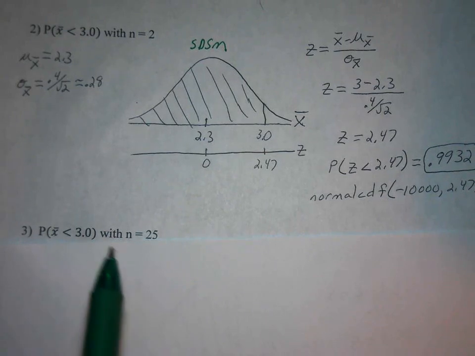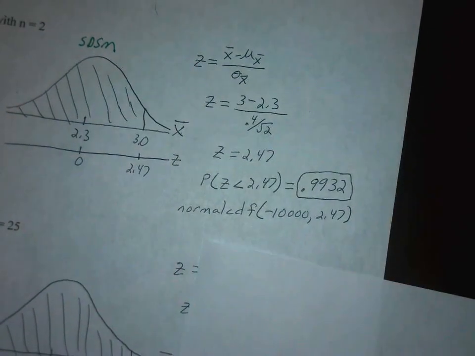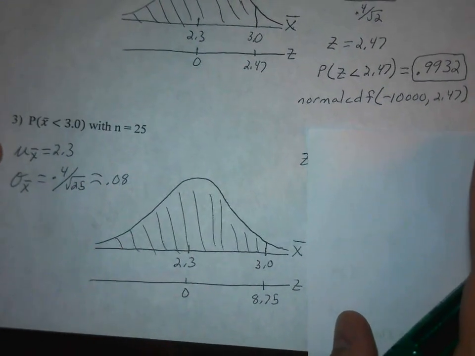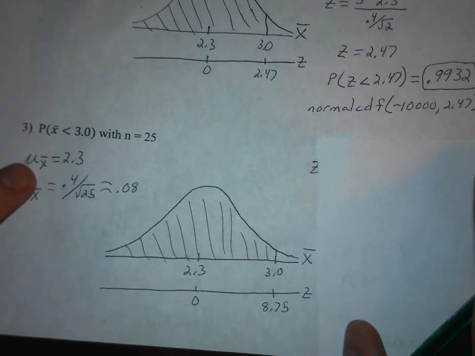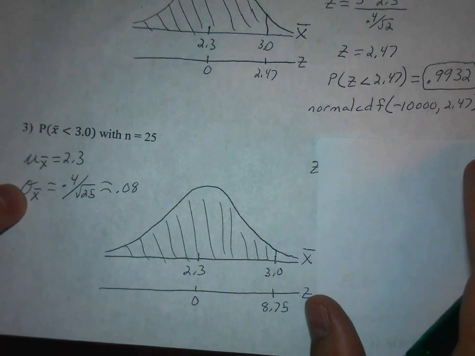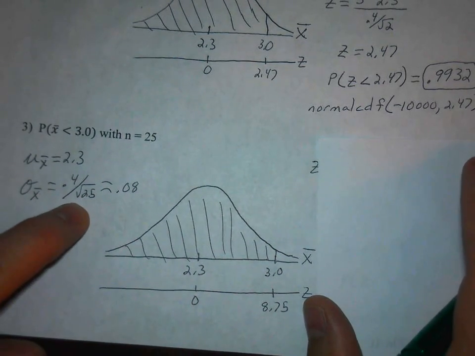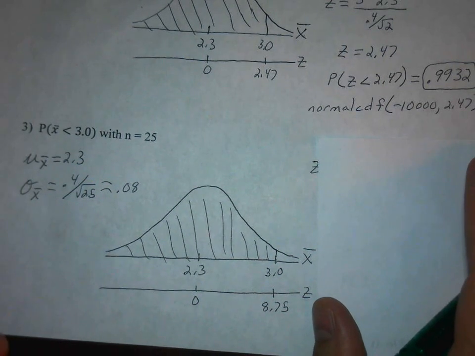So when you draw this diagram, the x bar, or the mean of the x bar distribution, is still 2.3, but now the standard deviation is 0.08, which is 0.4 over the square root of 25. So now that distribution is much more narrow.